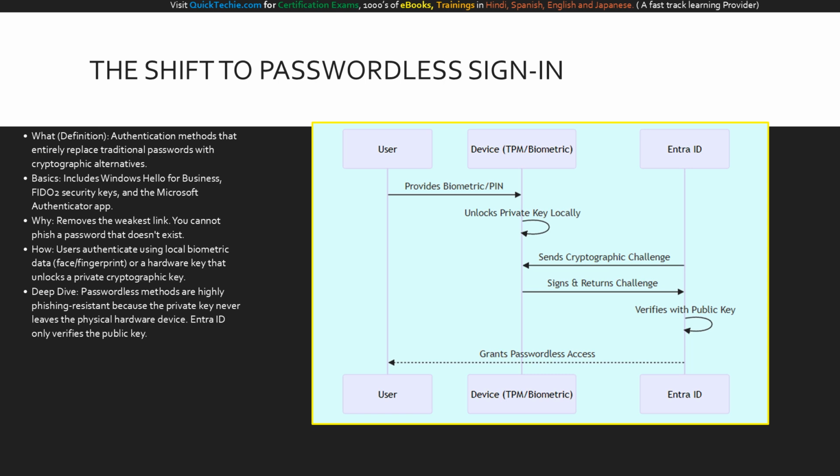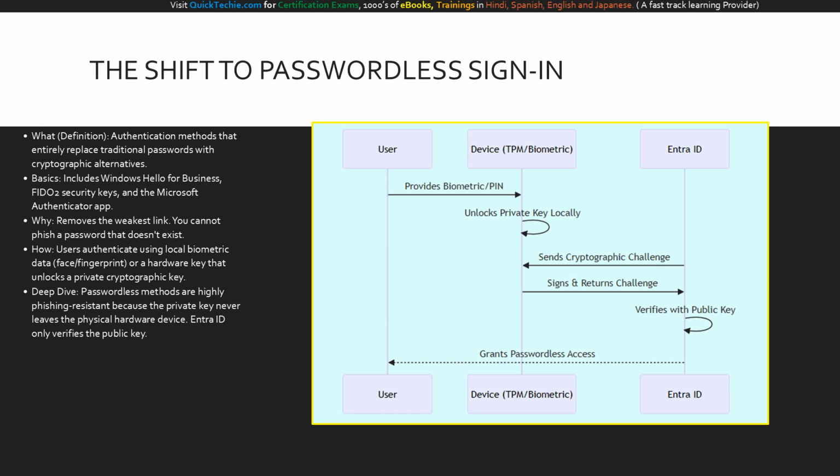Why make this shift? Because you cannot phish a password that a user doesn't know or type. When a user authenticates using their fingerprint or face via Windows Hello, that biometric data never leaves their local device. Instead, the biometric scan unlocks a secure hardware enclave, the TPM chip, which signs a cryptographic challenge sent by Entra ID. Because the private key is permanently bound to the device and never transmitted over the internet, these methods are highly phishing resistant. This is the gold standard for authentication, vastly stronger security combined with a frictionless user experience.